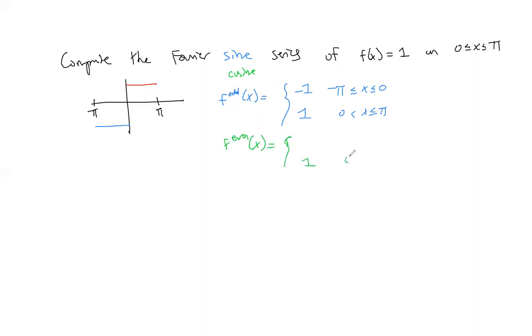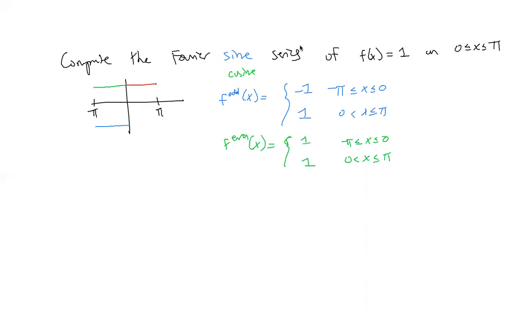So it's going to be 1 from 0 to pi, and then from negative pi to 0, we want to extend f so that it's even, because then the Fourier series of that extension will only contain even terms, so it'll only contain cosine terms. So to make it even, we just extend it like this. Okay, so this would be 1.